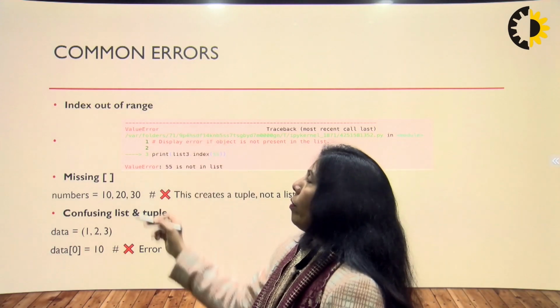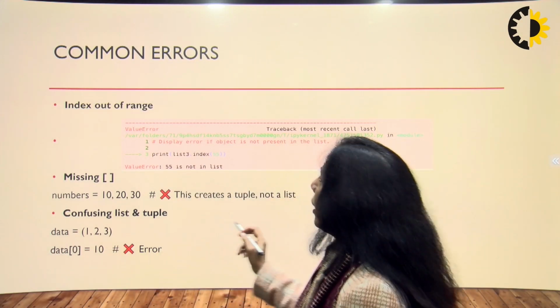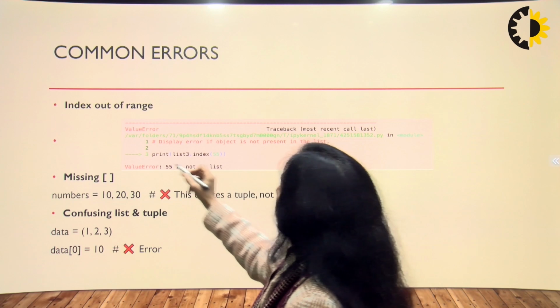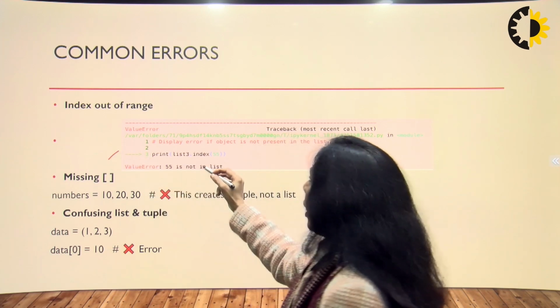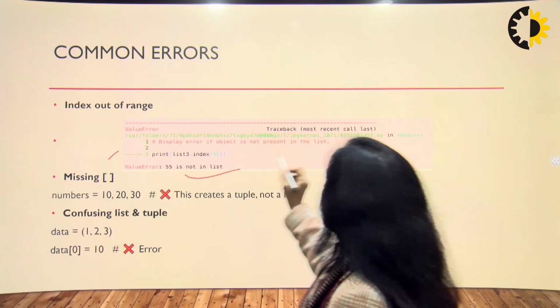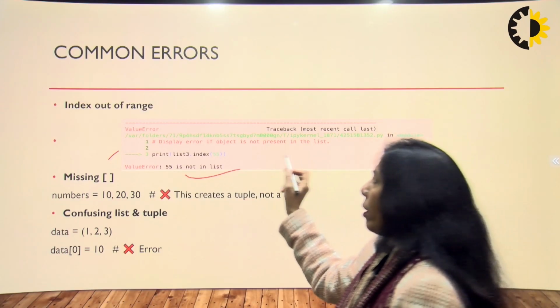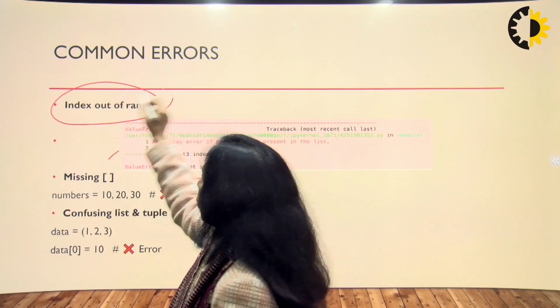These are the common errors that are generally made by users. The first is when a value is not there but it is being accessed. This type of error is called index out of range.